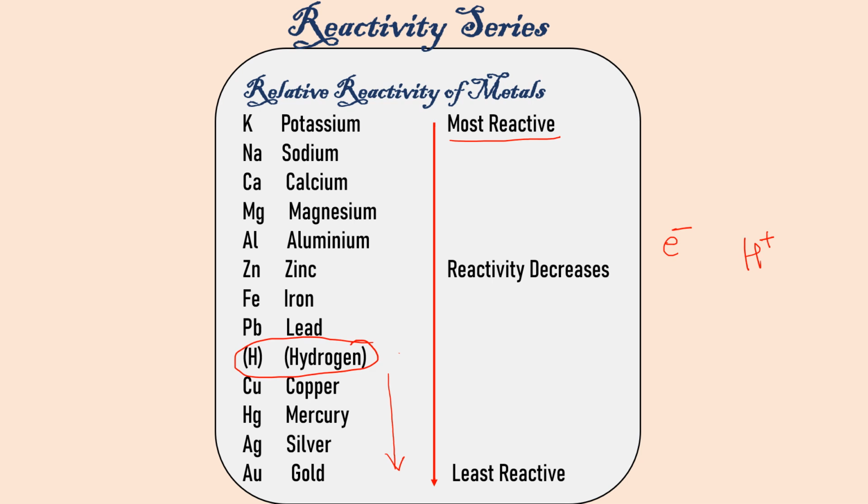Now, the reactivity series goes potassium, the most reactive, sodium, calcium, magnesium, aluminium, zinc, iron, lead. These are more reactive than hydrogen, and metals like copper, mercury, silver, gold, being the least reactive, have been placed below hydrogen.